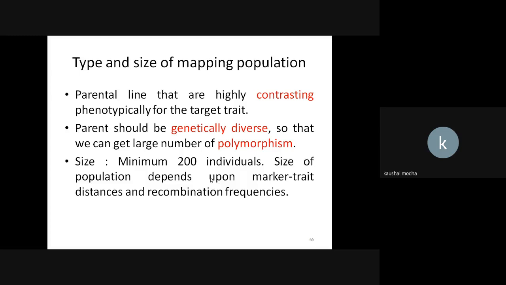Because if the number of individuals are only 10 to 15, then we are not taking into account all the recombination events between those markers, and the whole molecular marker map would be mistaken. So 200 individuals are needed to take into account the recombination events and mapping the markers on chromosomes and deciding the distances between them.